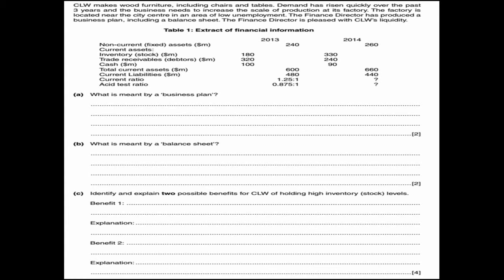Part C has 4 marks. You notice identify and explain two possible benefits. So benefit one, and you have an explanation, benefit two, and you have an explanation. If you notice, the explanation is only 2 lines here in part C. See part D, it's the same question, but if you see the explanation now, it has 4 lines because it's 6 marks, not 4 marks. That's why they give me more marks to analyze.